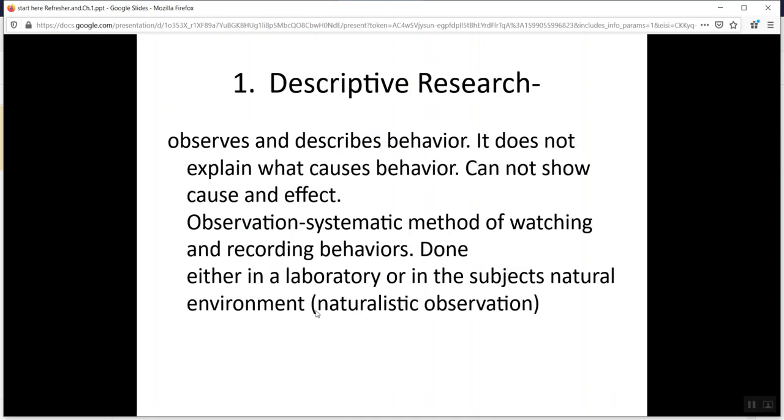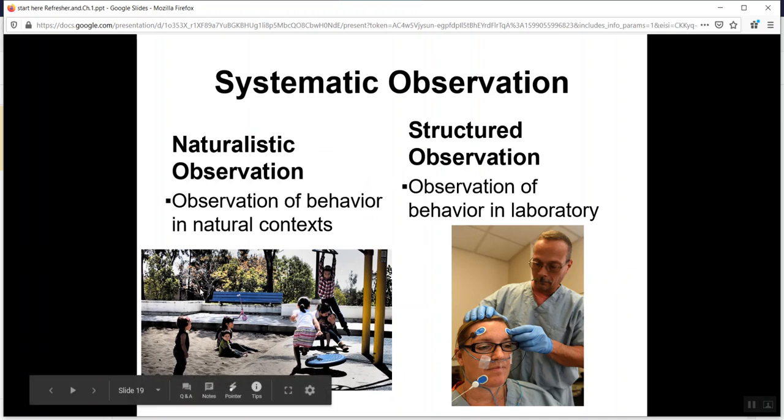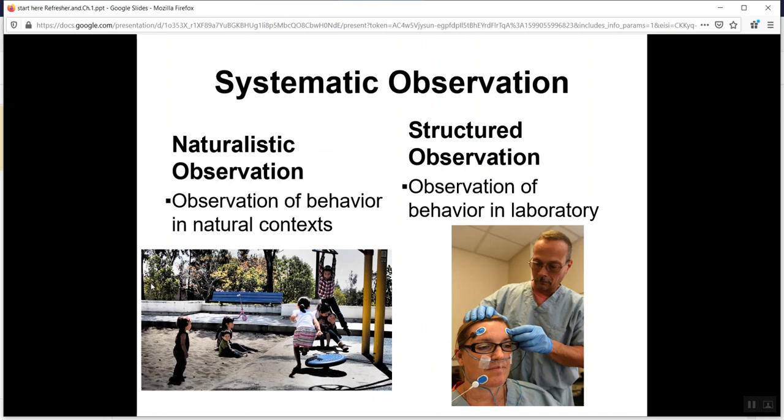So descriptive research is really easy. Again, it observes and describes behavior. We can do this just by watching our subjects and recording their activity. It can be done in the wild, in a naturalistic observation, or in a laboratory setting, a preset setting. So in early developmental psychology, you'll see a lot of research observations made on children in their natural environment. And again, this is relatively easy to do.